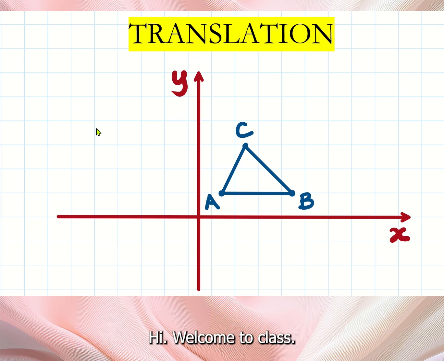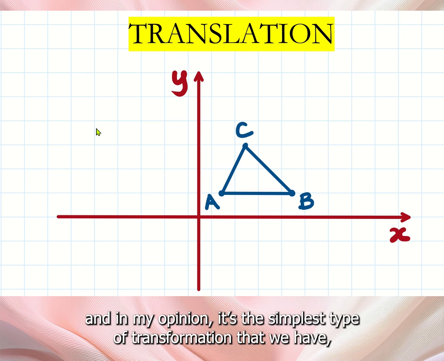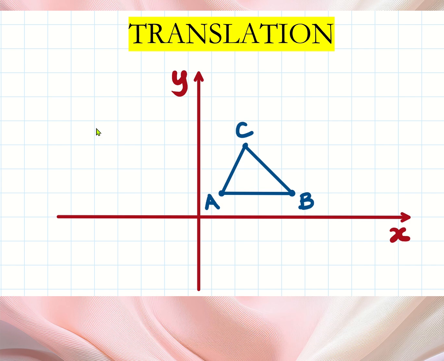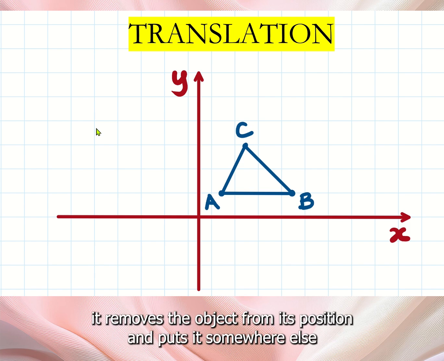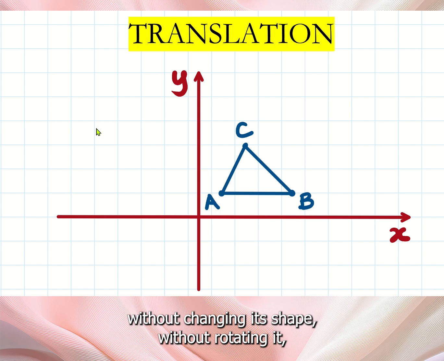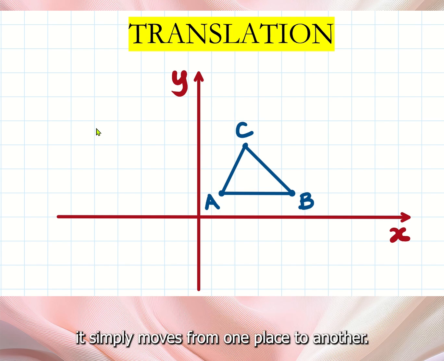Hi, welcome to class. Translation is another type of transformation, and in my opinion is the simplest type of transformation that we have. Mainly because what a translation does is it removes the object from its position and puts it somewhere else without changing its shape, without rotating it. It simply moves from one place to another.